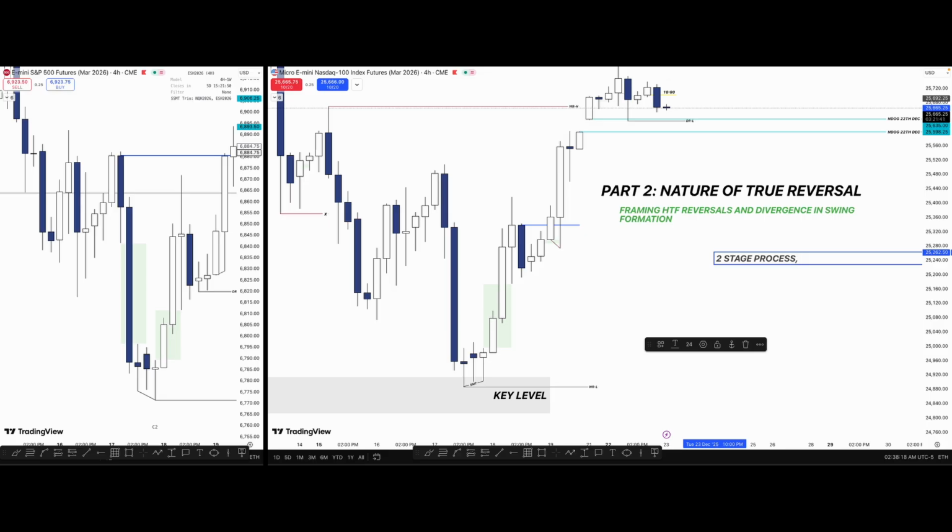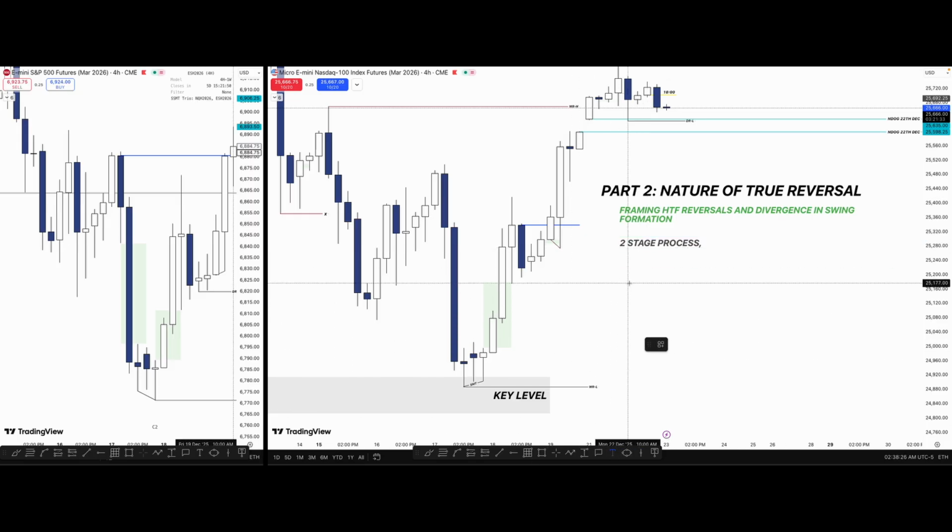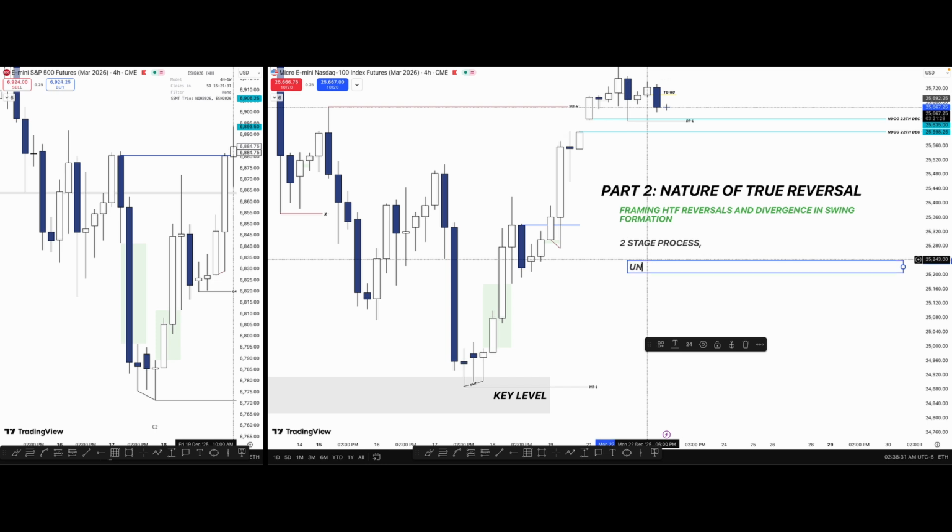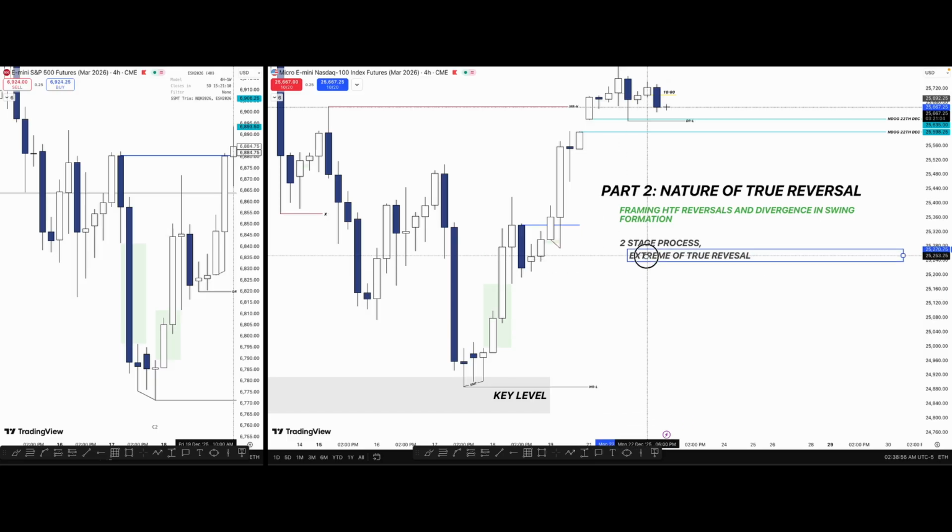It is just a two-stage process, right? And it will always form, and it will give you what? It will give you an extreme nature of true reversal, right? How do I put it into words? It will be an extreme, yeah. Extreme of true reversal. Extreme of true reversal मतलब, हाँ?